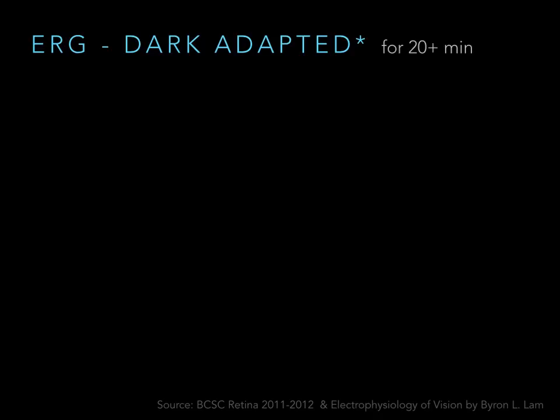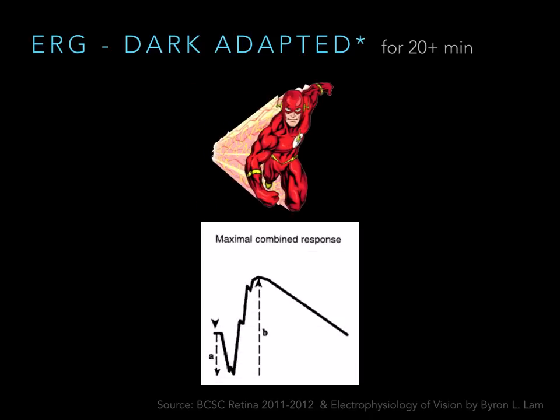And what you're doing is you're shining a bright light and you're measuring the electrical response that the retina gives you, right? So there are three things, and this is the most important one, the maximal combined response. Again, dark adapted and then a bright flash of light. That bright flash of light is not just stimulating rods at this point, it's also stimulating cones. That's why they call it the maximal combined response. If you look at that little arrowhead, that's pointing down, that's where the light comes in.